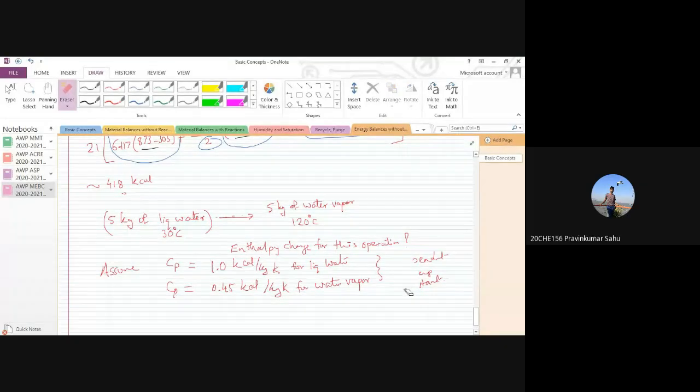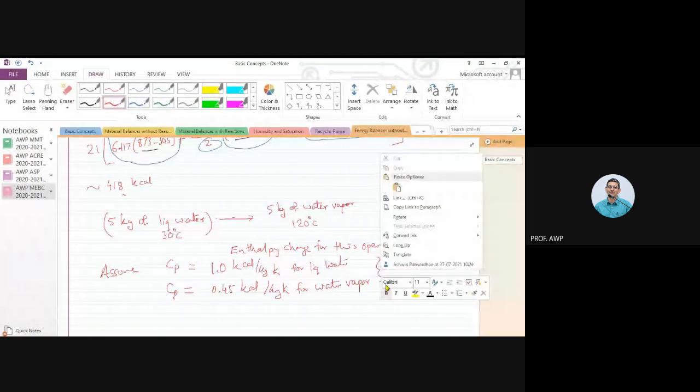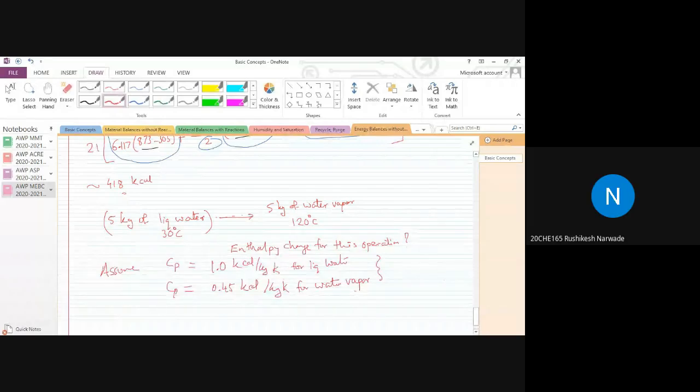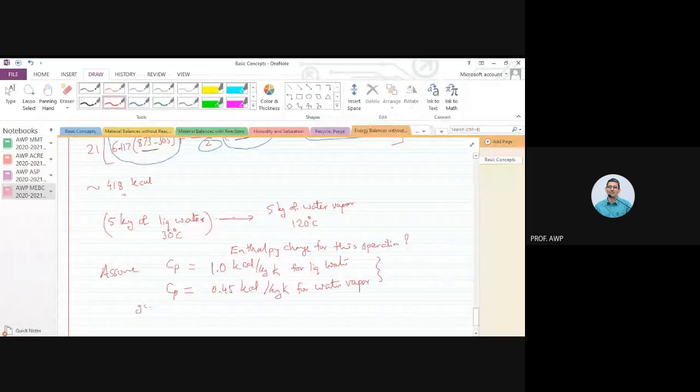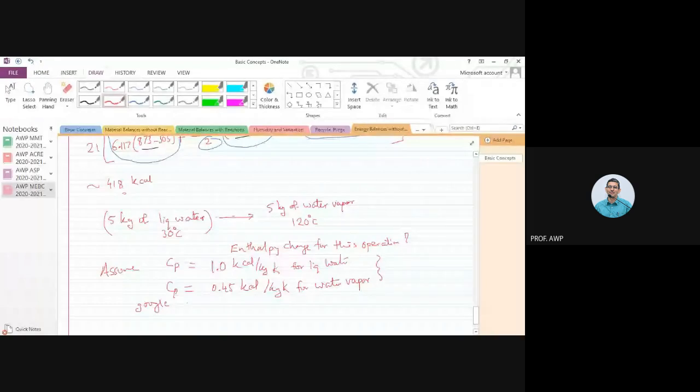Sir, we would also require the latent heat. Latent heat. Yeah, okay. So you want latent heat. All right, let me give you latent heat. Can you Google latent heat? Ask Google.